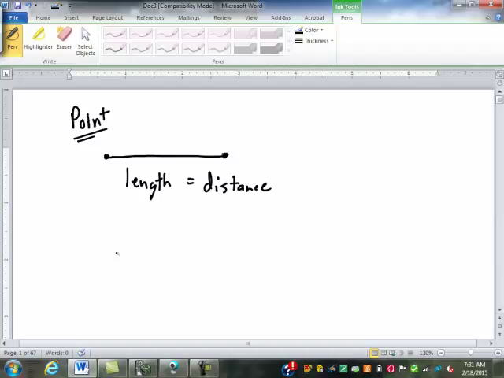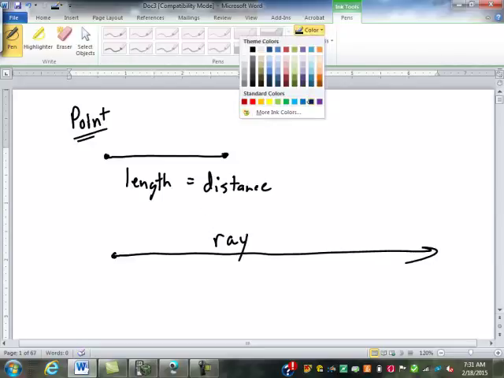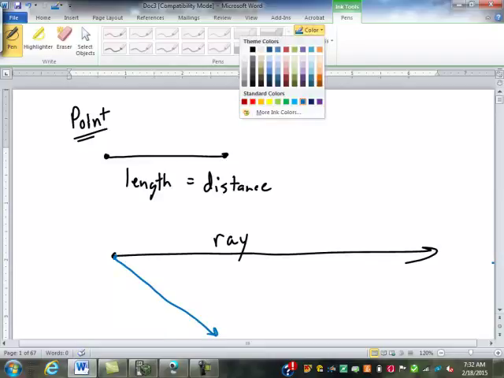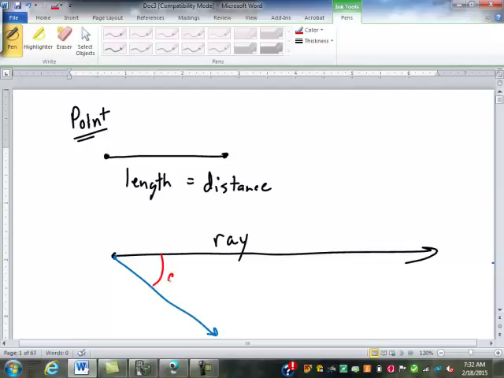Or we could take that point, grab it and pull it in a single direction and just kind of shoot it off into space forever. Keep going that way forever. That shape is called a ray. If we go back to the original point and we move it in a second direction and shoot it off into space forever, we get a second ray. What we have created in between them is called an angle.